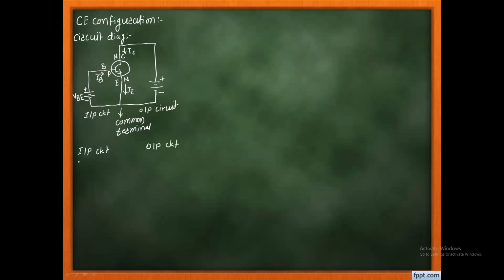Now, you see that the input circuit is between the base and emitter terminals, and the output circuit is between the collector and emitter terminals. Now you can see that the emitter terminal is common for both. Get it, my point? Now let's find the input voltage. The voltage between the input terminals, base and emitter, we call the input voltage. It is represented with VBE. The voltage between the output terminals we call the output voltage, and we can represent it with VCE.